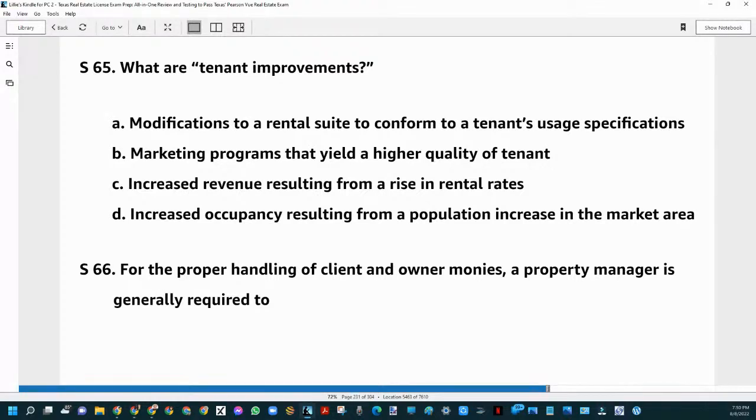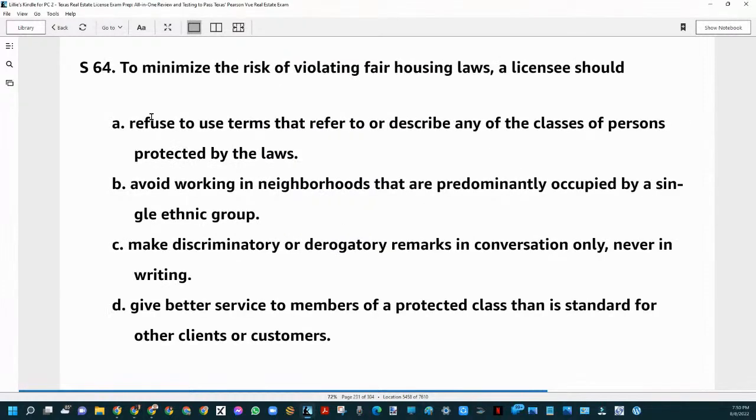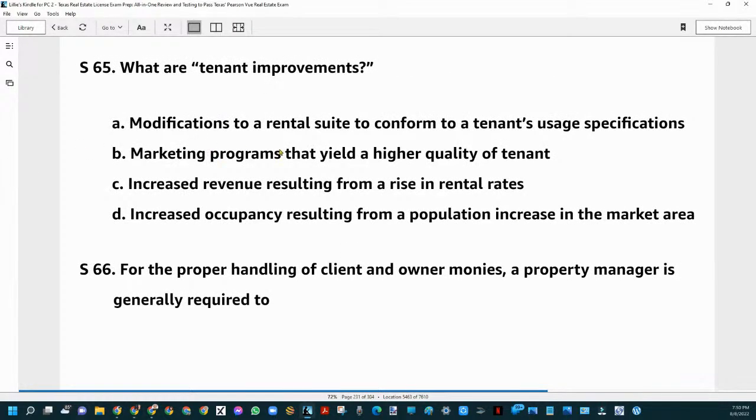65. What are tenant improvements? A, modifications to a rental suite to conform to a tenant's usage specifications. B, marketing programs that yield a higher quality of tenant. C, increased revenue resulting from a rise in rental rates. Or D, increased occupancy resulting from a population increase in the market area. So what are tenant improvements?